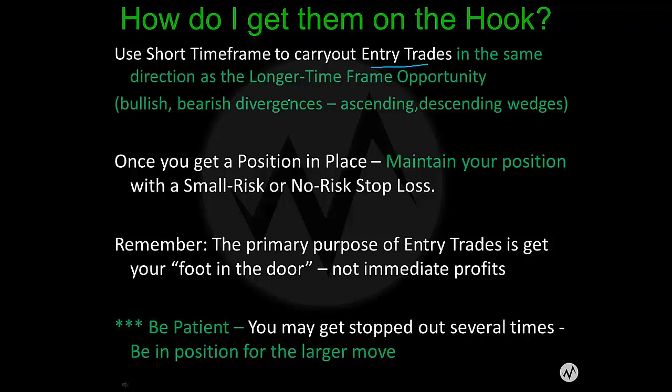Basically, that means, let's just say I am bullish and I get into a bullish divergence. I'm profitable. I have a small profit in my bullish divergence. When I get to a point where I can take some profits off, instead, I just move to a very small or no risk stop loss. I'll move to break even and I'll keep my position on. What happens if it turns against me and I get stopped out? That's part of it.